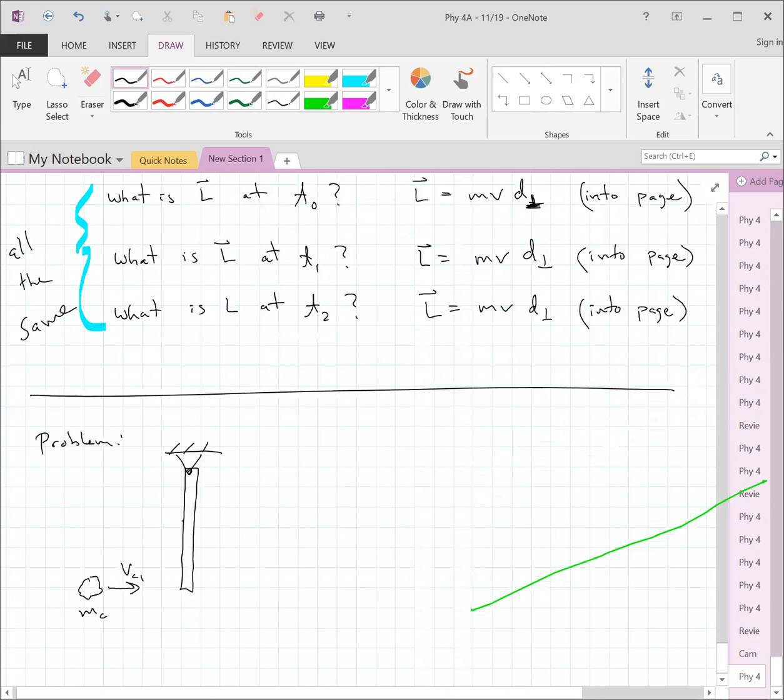We'll call this, what should we call this, a board hanging from a hinge. Some length, l. I'll use a lowercase l for the length of the board because capital L is for angular momentum. The mass of the board, it's just hanging there. And what happens is the clay collides with the board and it sticks to it.